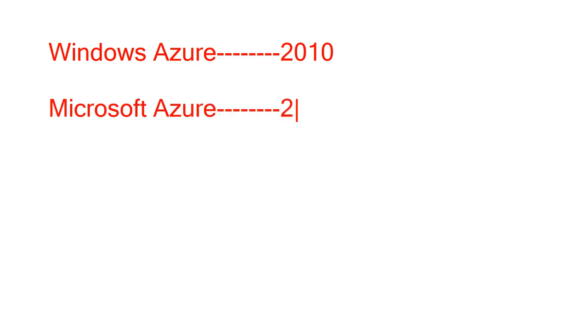In the year 2014, Microsoft introduced one new technology called ARM, Azure Resource Manager, and the entire data center and all services would be running on Azure Resource Manager. They introduced a new terminology called ARM. Then they renamed Windows Azure as Microsoft Azure. Now, officially, we call it Microsoft Azure in the market.